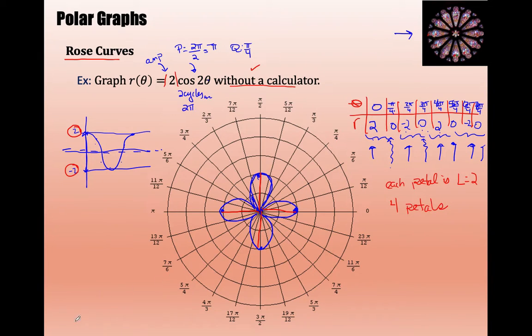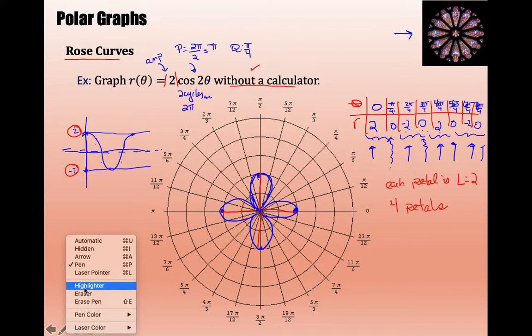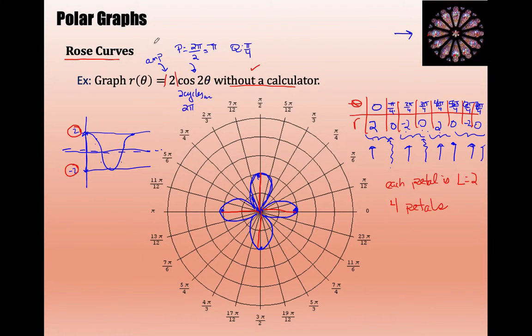So when I'm asking you to give me characteristics or descriptions of a rose polar graph, here's what I want. I want the name, rose. I want the length of each petal, and I want how many petals you've got. So let me capture this a little bit in the next slide.